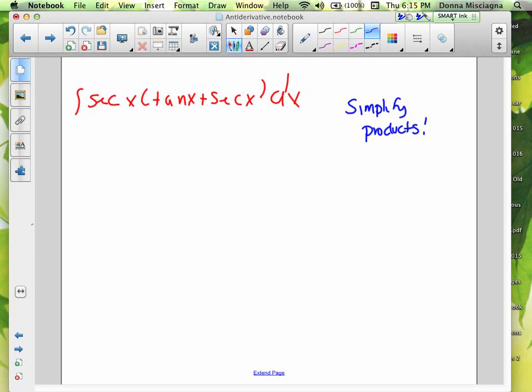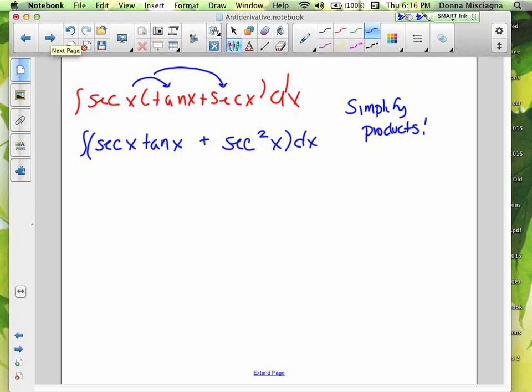Okay, I want to simplify that. So now we have secant x tangent x plus, just distributing the secant x here, secant squared x dx. Now you can take the integral of each one of these.